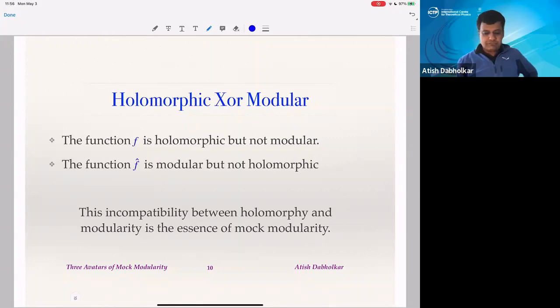Okay. So the function F is holomorphic but not modular. The function F hat is modular but not holomorphic. That's the simple summary of mock modularity. It's an exclusive OR, and this incompatibility, which is why it is subtle, like anomalies, has made it a subtle thing to wrap one's head around, because you try to preserve one thing and you fail to preserve the other.